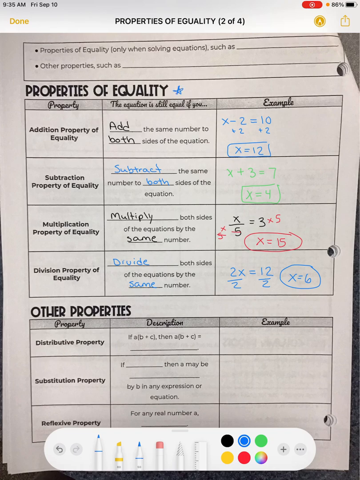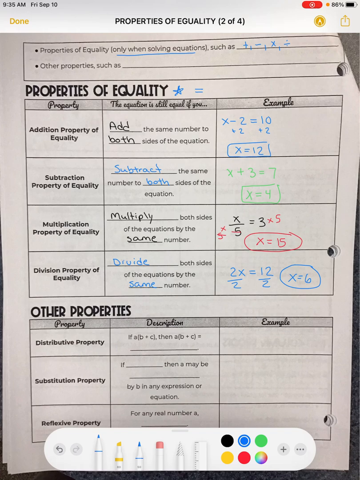The properties of equalities can only be used when you have an equal sign. Okay, we don't use these properties any other time unless we're going across the equal sign. So up here at the top, where it says properties of equalities only used when solving equations, I'm just going to write add, subtract, multiply, or divide. Those are the 4 we use when we solve equations.